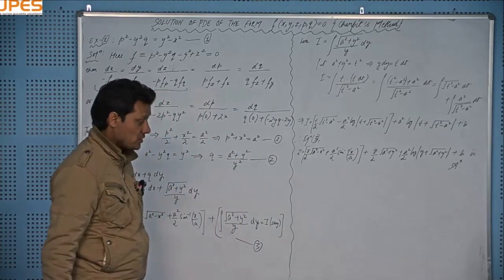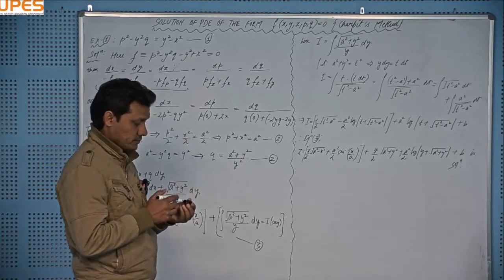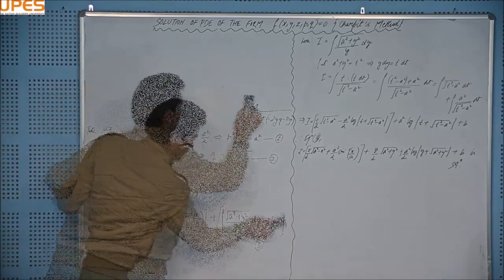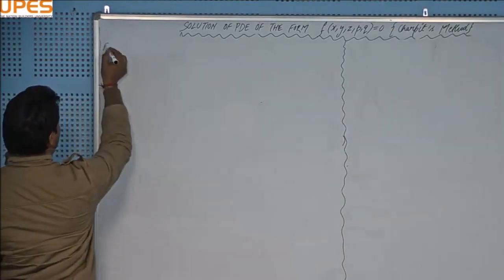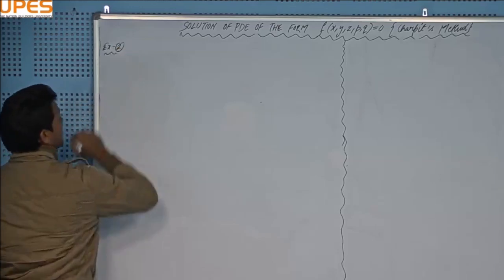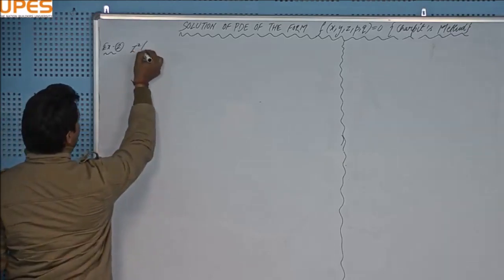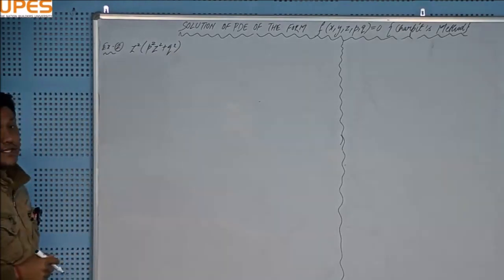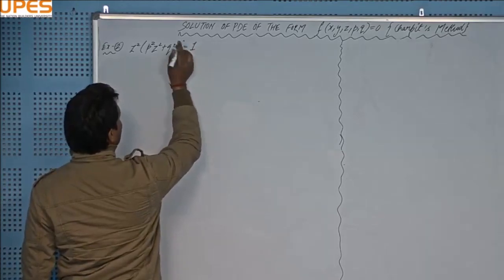Now, taking another example, second example, example number 2, right? Let me take z square, p square, z square plus q square, and on the right hand side I can take, let me take, equal to 1, this is q square.